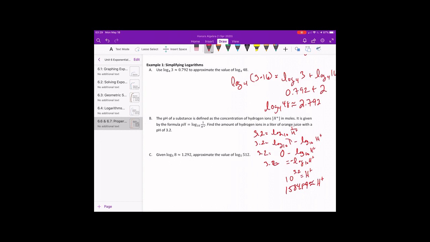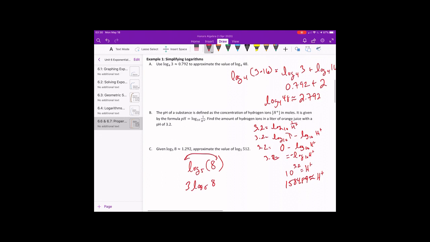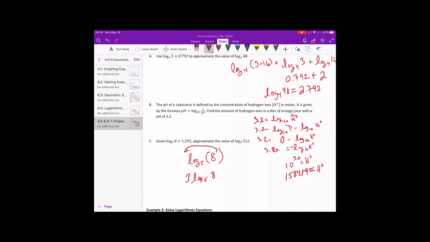All right, so let's look at C. Log base 5 of 8 is approximately 1.292, and we want to approximate the value of log base 5 of 512. And so with this one, again, knowing how 8 is involved with 512 is important, right? Because 8 to the third is 512. And so that 3 will be able to move out front, and so it'll be 3 log base 5 of 8. And we know that log base 5 of 8 is 1.292. And so we're going to get 3 times 1.292.